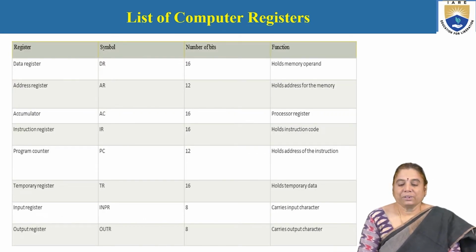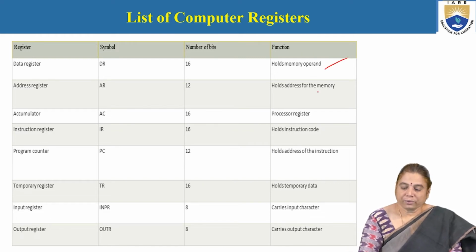So these are the functionality of the registers. Data register holds the memory operand. Address register holds the address of the memory. Accumulator is the processor register. Instruction register holds the instruction code. Program counter holds the address of the instruction.